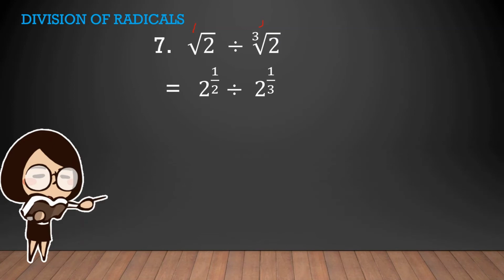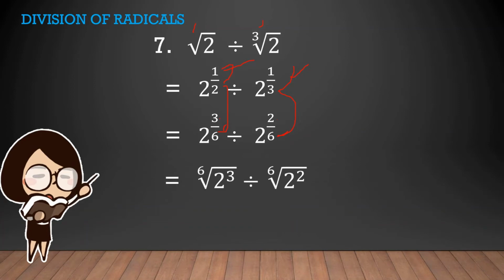So square root of 2 can be written as 2 raised to 1/2, and cube root of 2 can be written as 2 raised to 1/3. We need to get the LCD of 2 and 3. So the LCD is 6. 6 divided by 2 is 3, 3 times 1 is 3. 6 divided by 3 is 2, times 1 is 2.